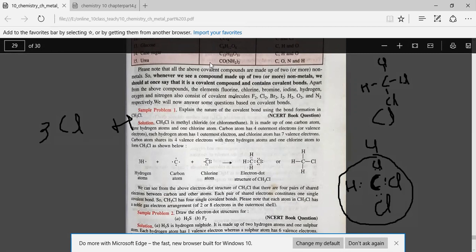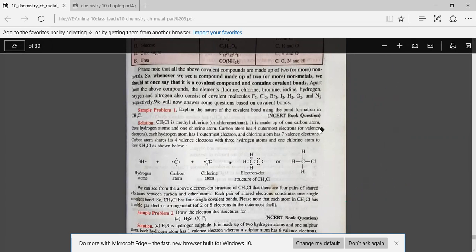So what is the atomic number of sulfur? This is H2S. The atomic number of sulfur is 16, so the electronic configuration is 2, 8, 6. The valence electrons are 6, so it requires 2 more electrons to complete the octet.